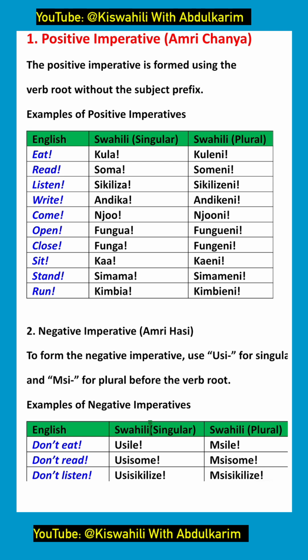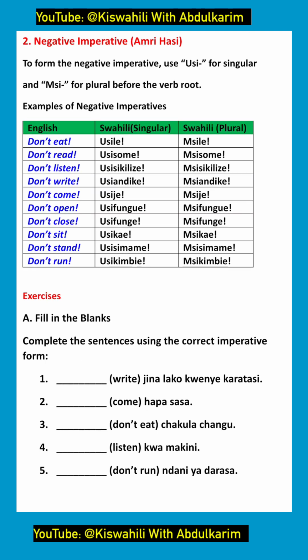Now, let's explore the negative imperative forms. Amri hasi. Hasi means negative. The other one was positive, we say chanya. Amri chanya. Now, to form the negative imperative, use usi for a singular person and msi for plural before the verb root. Examples of negative imperatives include don't eat.